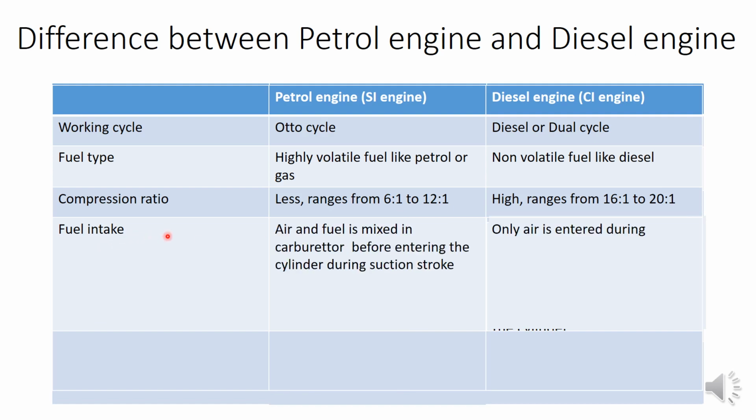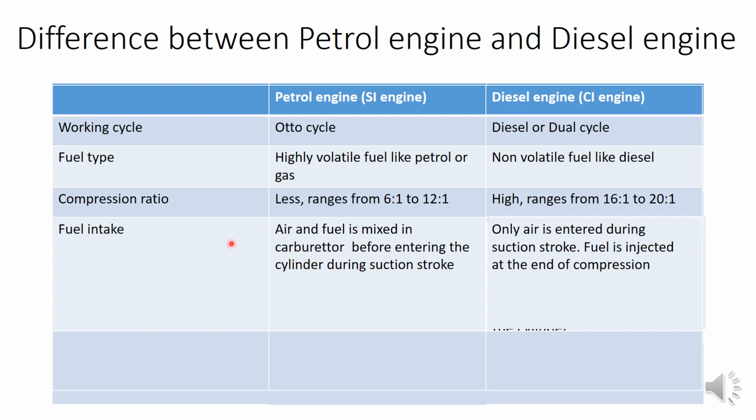And another difference is in terms of fuel intake. In a petrol engine, we know that air and fuel are mixed in the carburetor before the suction stroke. So before entering the cylinder itself, the air and fuel are mixed outside the engine, mainly in the carburetor or in some other mechanism. Whereas in a diesel engine, initially only air is sucked in during the suction stroke and fuel is injected only later, at the end of compression. So that is a difference in fuel intake.